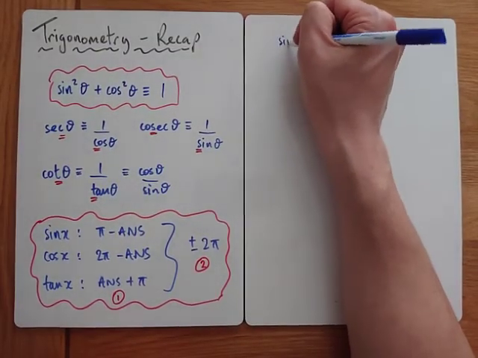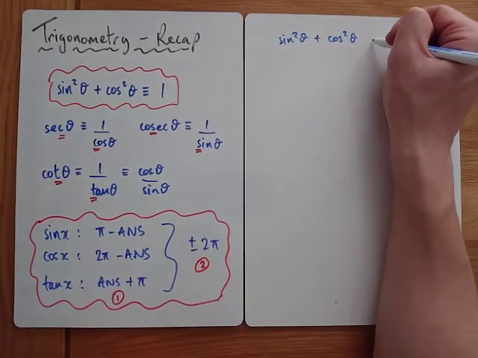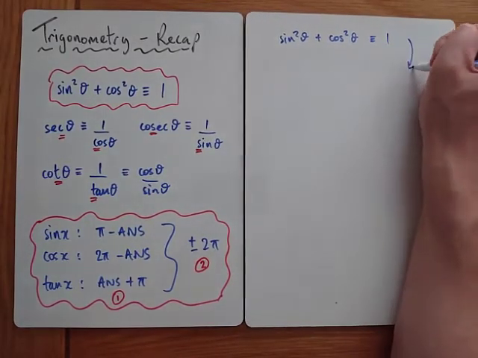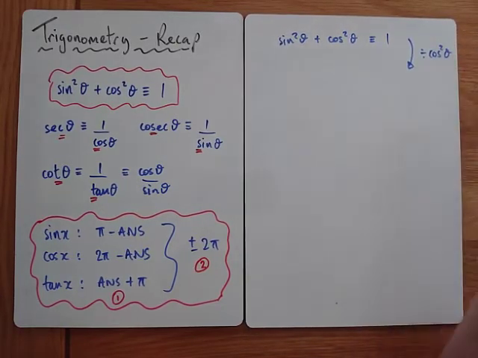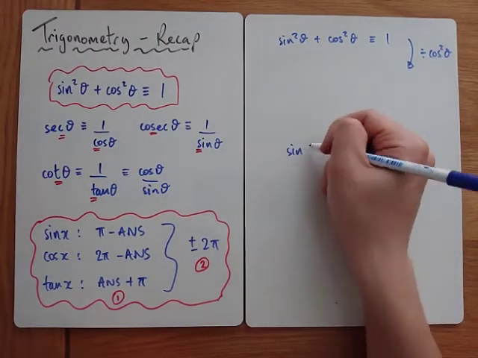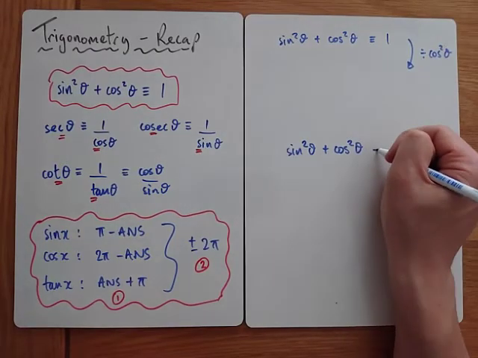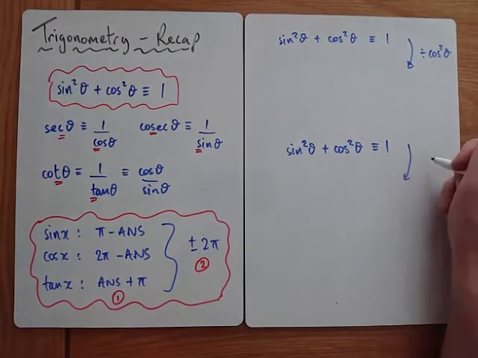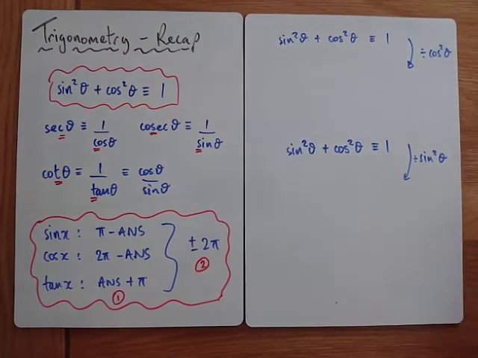Start with sine squared plus cos squared. We know it's equivalent to 1. And divide everything by cos squared. The other identity is if we start with sine squared plus cos squared and divide everything by sine squared. Possibly pause the video and see if you can get to the new identities before I show you what to do.